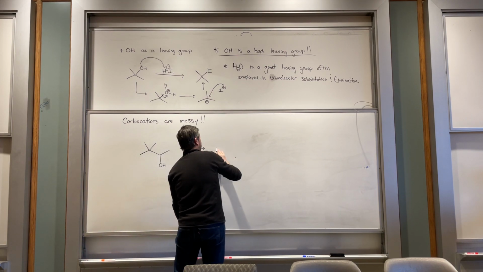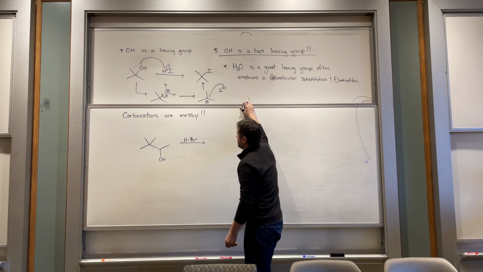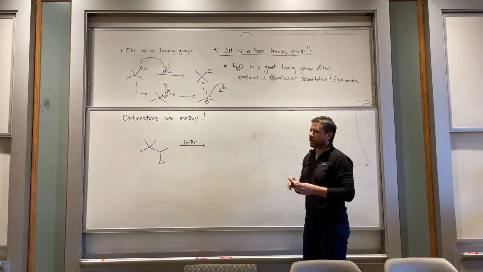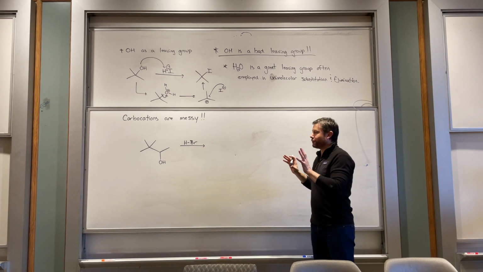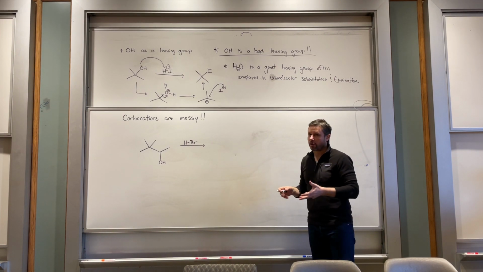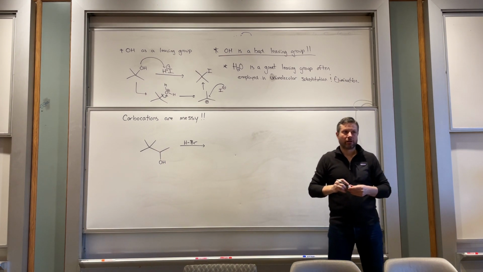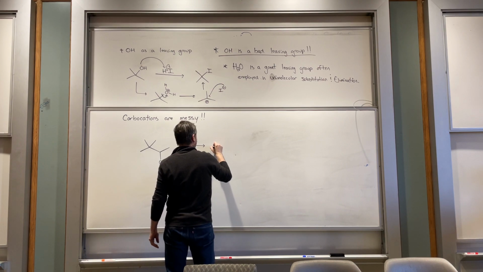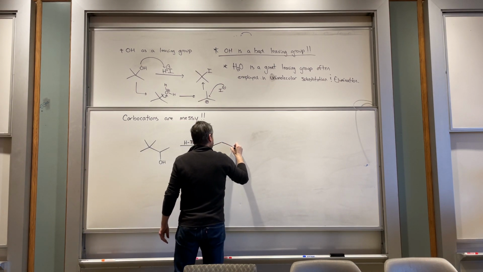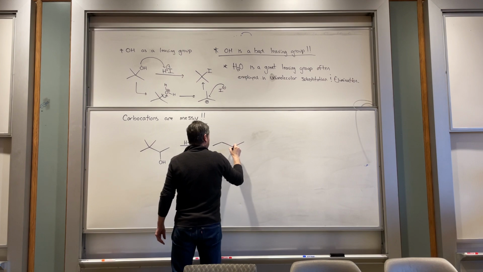Right? Problem with this is that carbocations are messy, right? So we typically don't use water, or only under very specific conditions would we use water as a leaving group, right? Take an alcohol, use acidic conditions to protonate and form a water leaving group. And one of the reasons why is because of a reaction that looks like this.